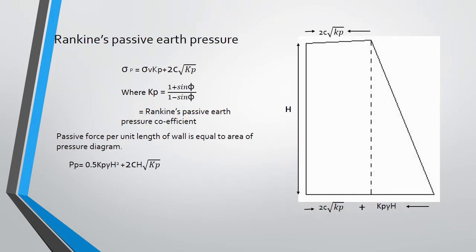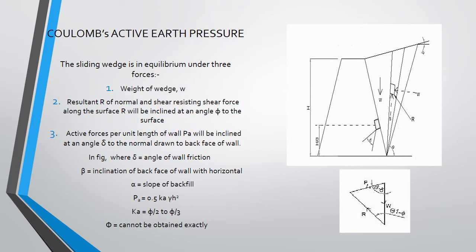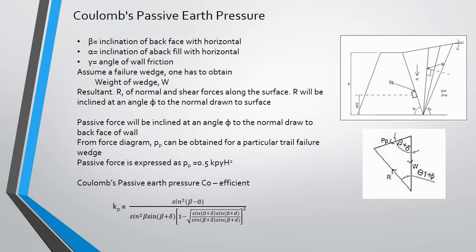Now, Rankine's passive earth pressure. This pressure occurs when the wall moves towards the backfill, and it is given by 0.5 kp into gamma h square plus 2 c h into root kp, where c is the cohesion. Coulomb's active earth pressure: in this consideration, a triangular wedge is considered. The forces acting are resolved on the triangular wedge, and the active earth pressure is evaluated with this wedge. Similarly, the passive earth pressure is also evaluated by the same procedure.